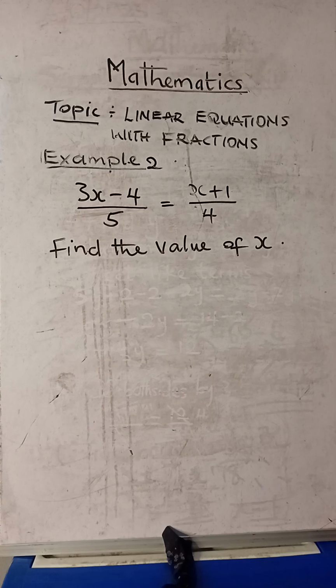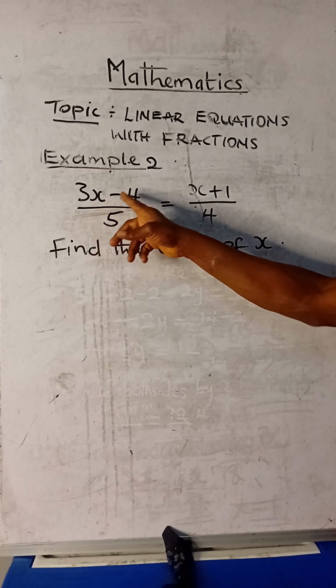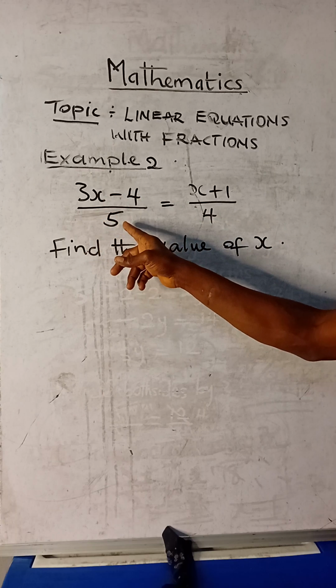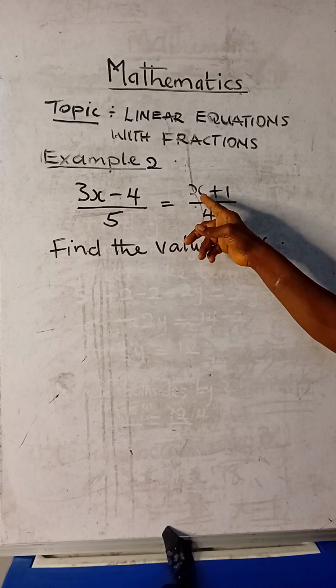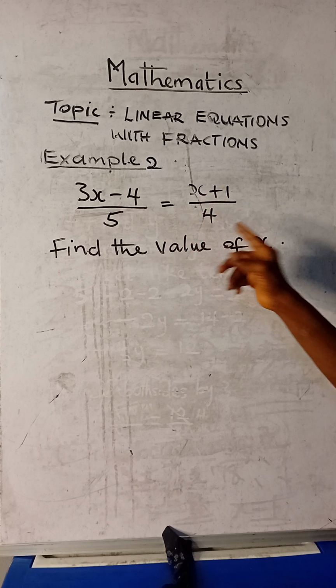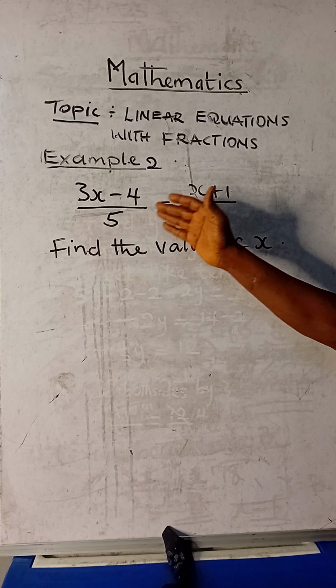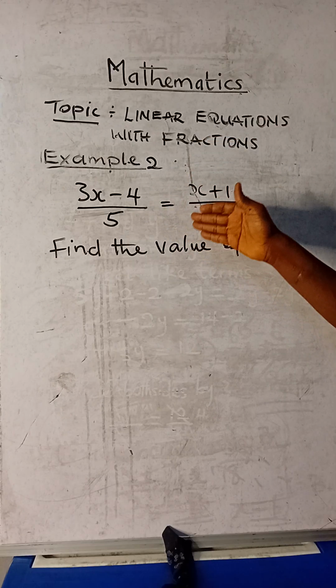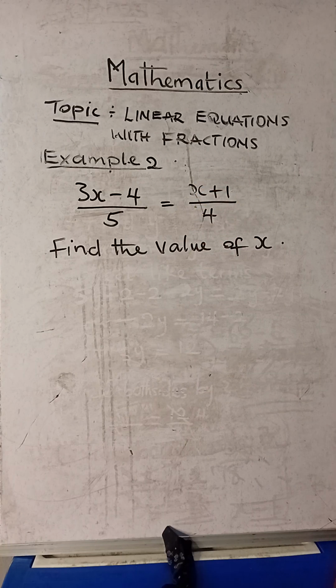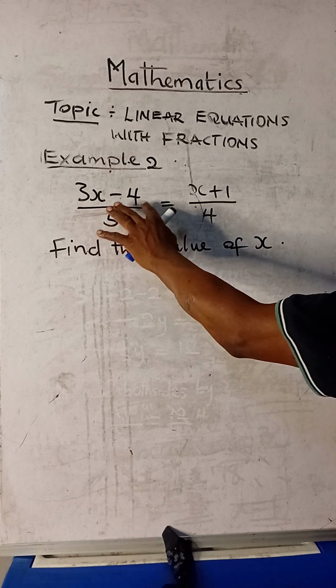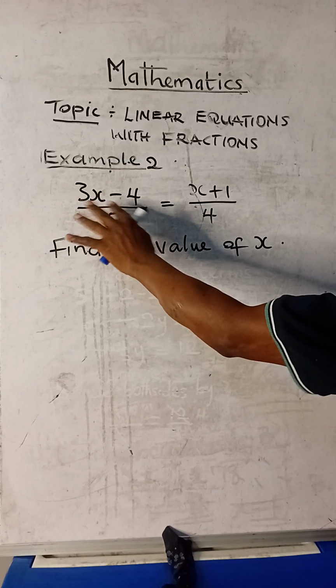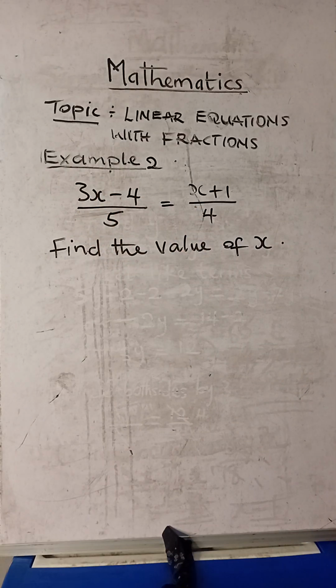Now, the second example, you'll see that here we have 3x minus 4 over 5 equals x plus 1 over 4. This is a clear example of an equation with fractions. So what do we do here? Now, we know that when you have an equation with fractions, the first thing you do is to cross multiply. But you can cross multiply when you have an expression on top of a division sign, so what do you do? You introduce a bracket.